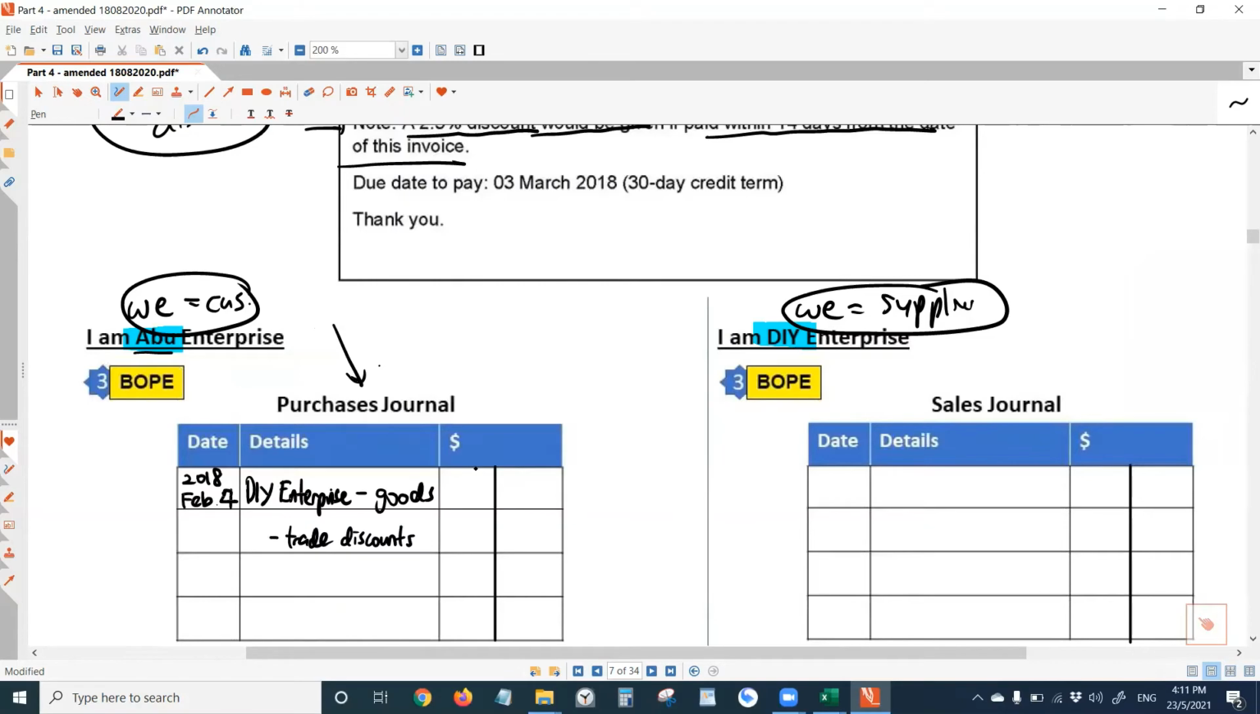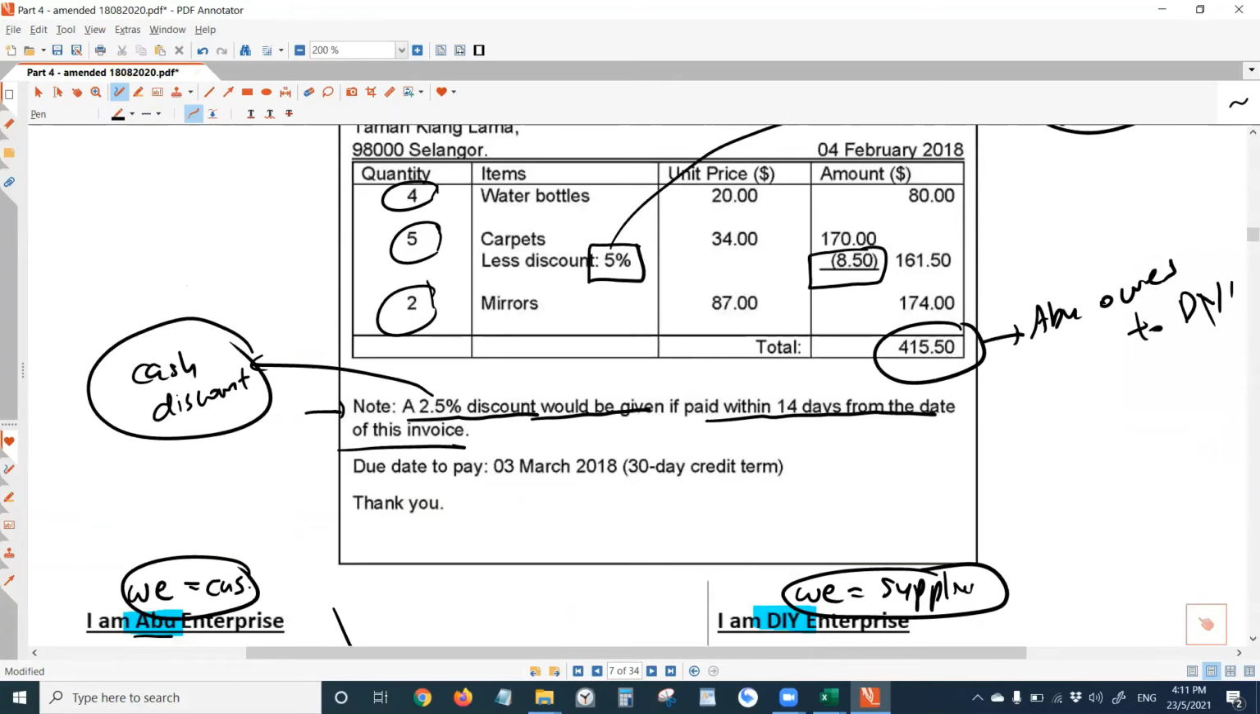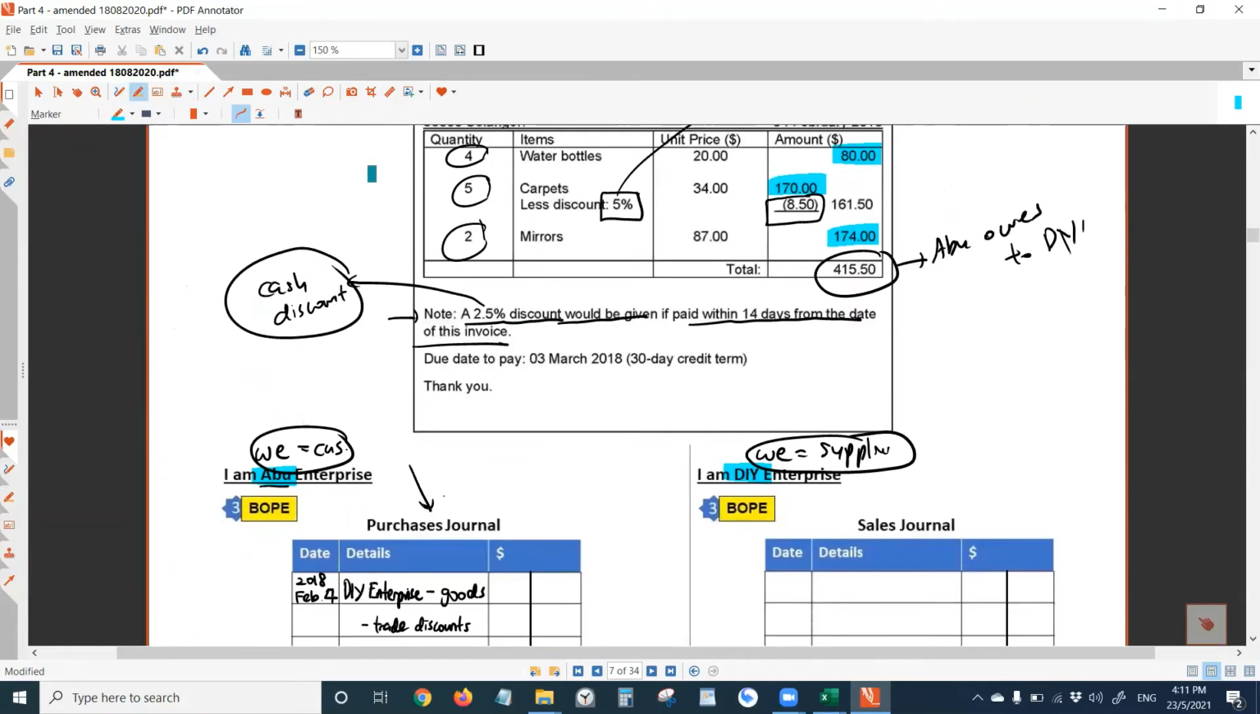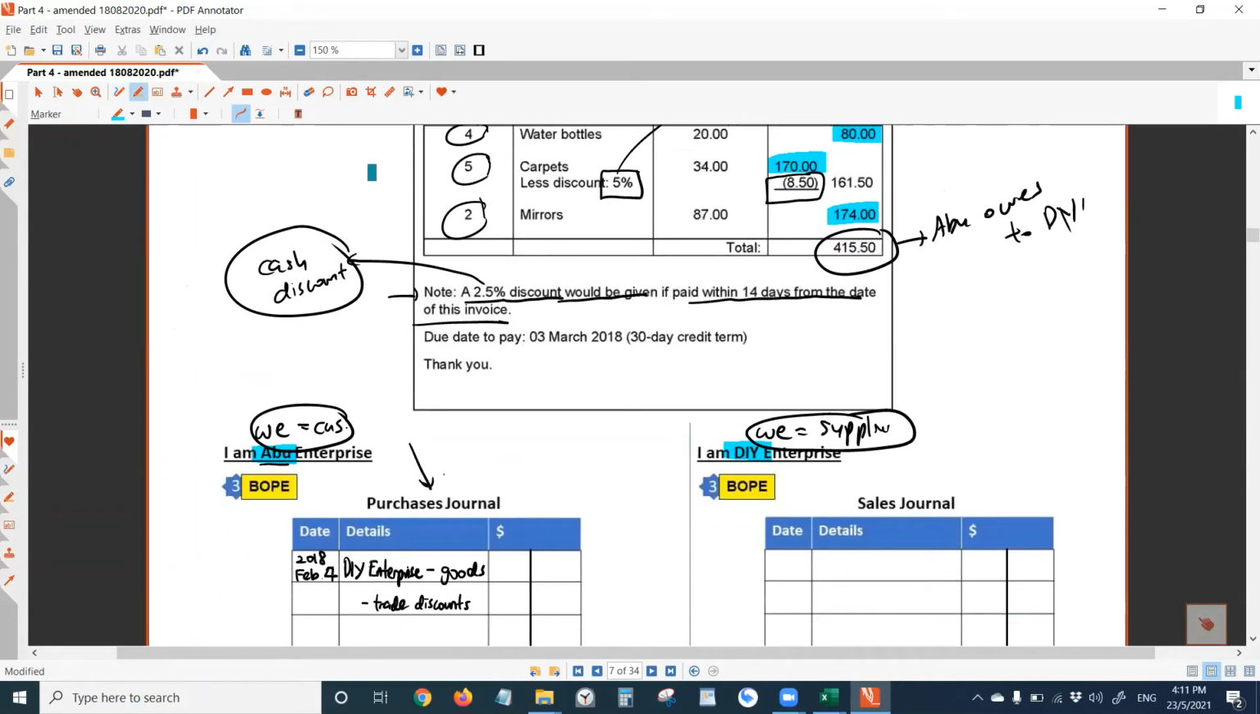Begin with the amount before trade discount, taking these three numbers that I have highlighted in turquoise color. Sum them up: 80 plus 170 plus 174. That is the total amount before deducting trade discount. Write it here, 424. You see where I'm writing, right? I'm in the shoes of Abu. We are customer. We are recording into the purchases journal.